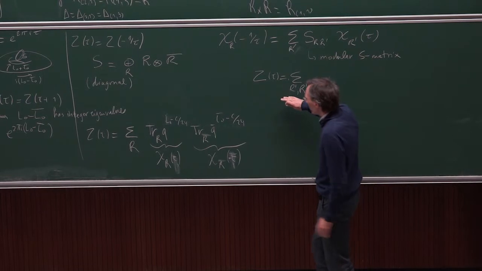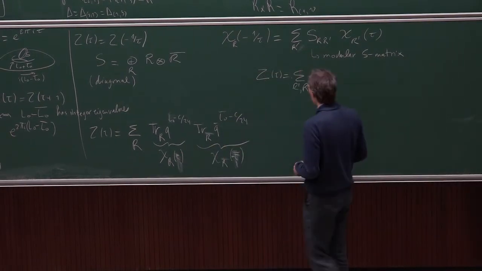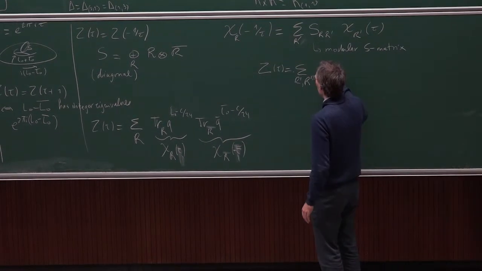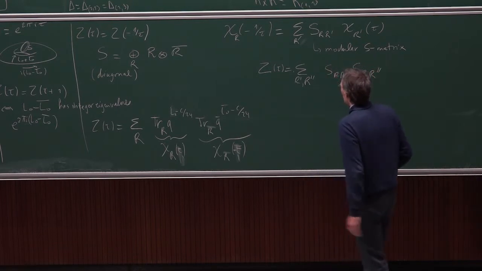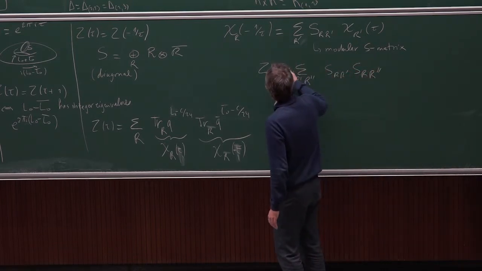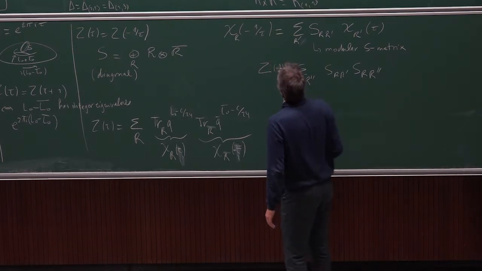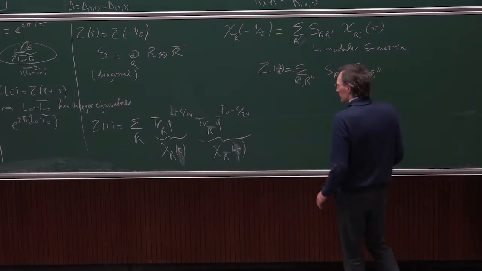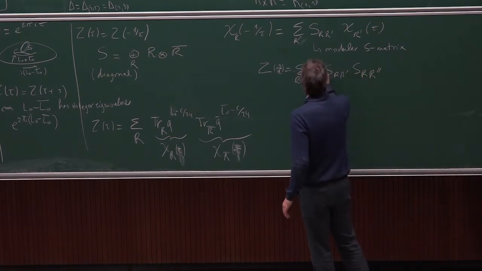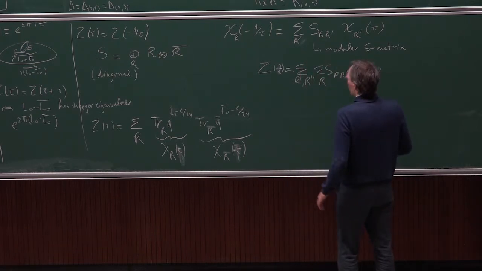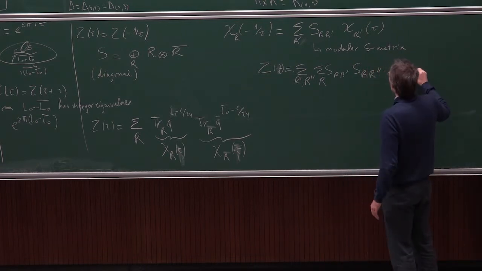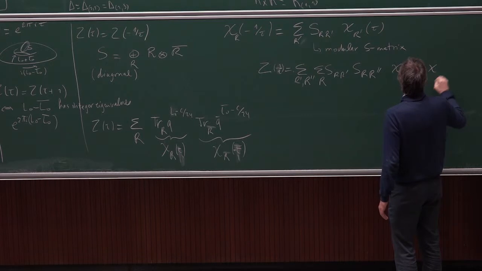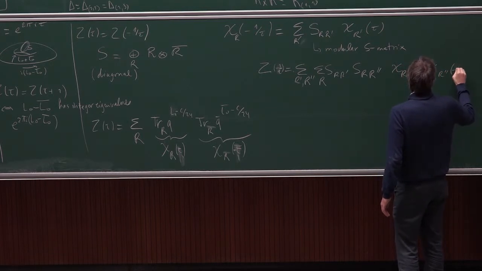So I want to modular transform my left-moving and right-moving characters, so I get a sum over R and R prime of S R R prime, S R R second. Well, let's say I'm computing Z of minus 1 over tau. I still have a sum over R, actually, and then I get these characters, R prime, of tau, chi R second of minus tau bar.